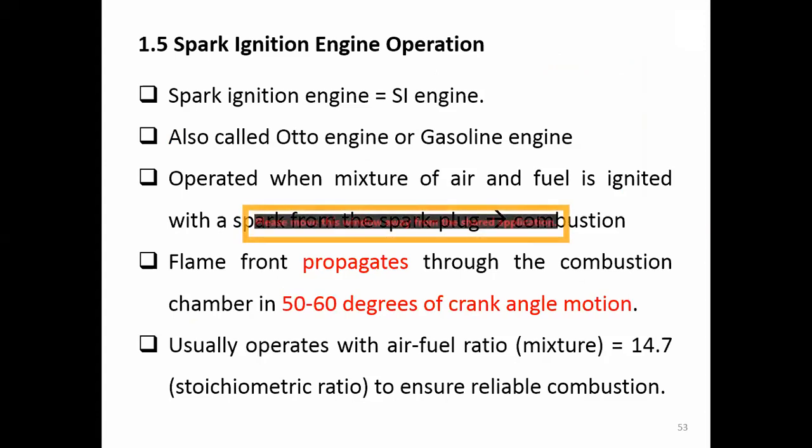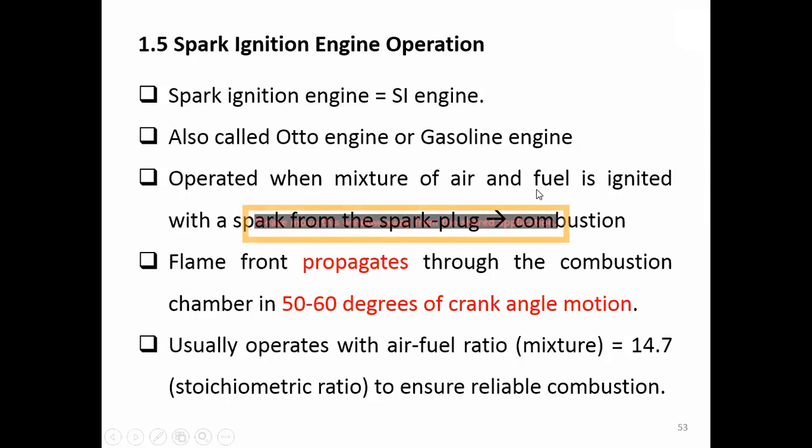Okay, so this will be the last section of this lecture: the spark ignition engine operations. The spark ignition engine, in short, we call it the SI engine. Sometimes we call it the Otto or the gasoline engine. It operates when the mixture of air and fuel is ignited with a spark, so it requires a spark plug to ignite in order to create the combustion.